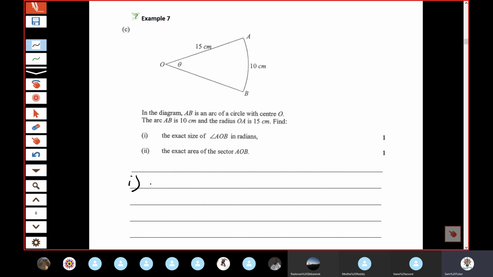So L equals r theta. Arc length is 10. Radius is 15. So theta equals 10 on 15 radians, which is 2 on 3. All good. 2 on 3 radians.